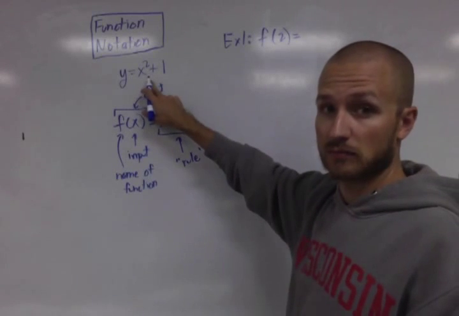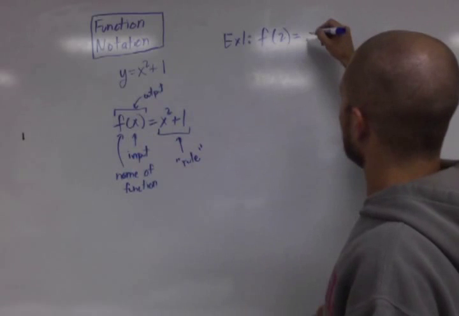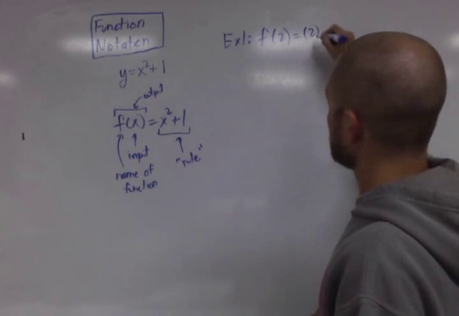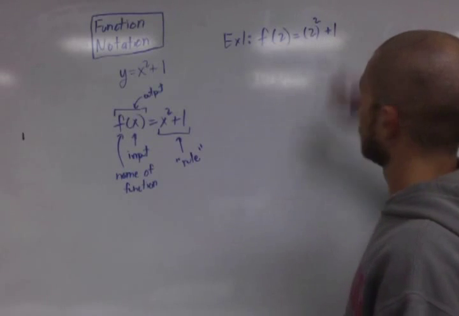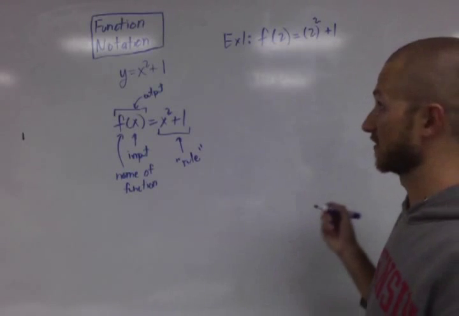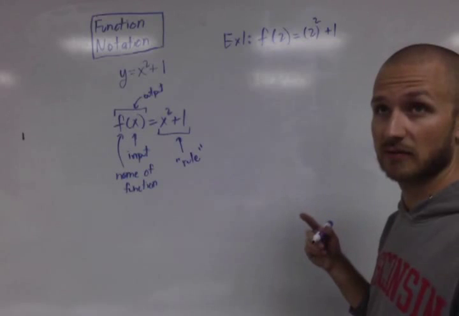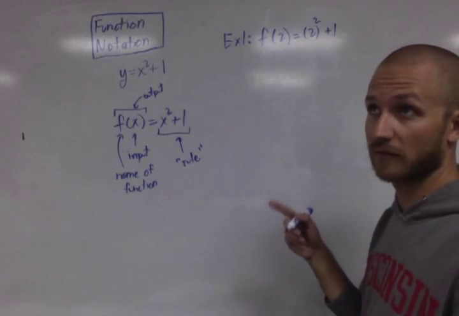There's my rule, so I'm going to use that. Substituting 2 for x, I get 2 squared plus 1. Now let's see, 2 squared plus 1 is, well, 2 squared is 4, and 4 plus 1 is 5.